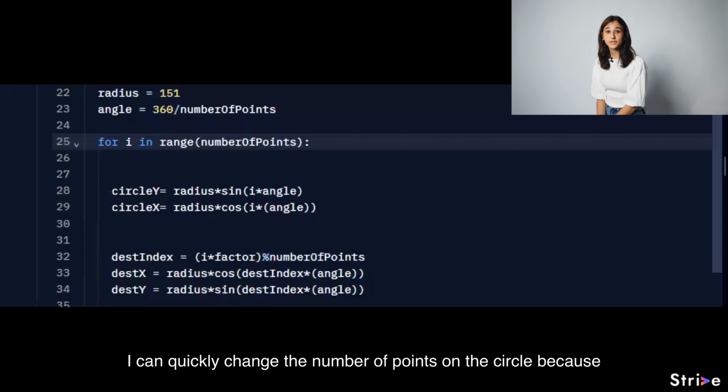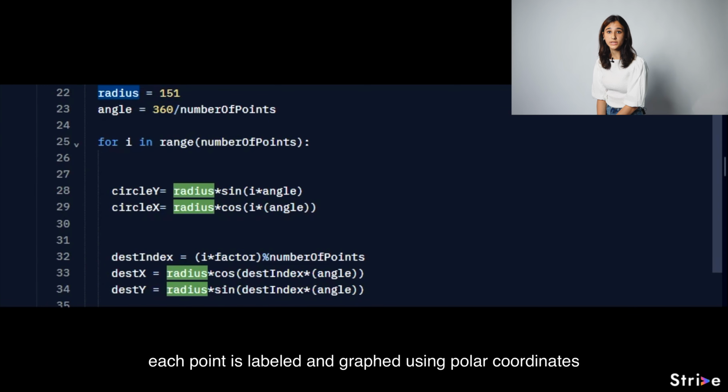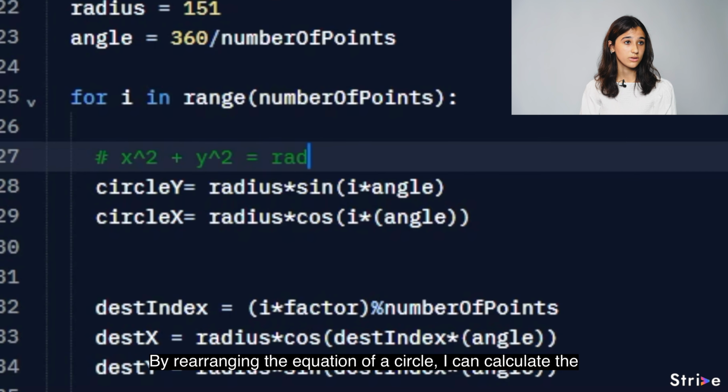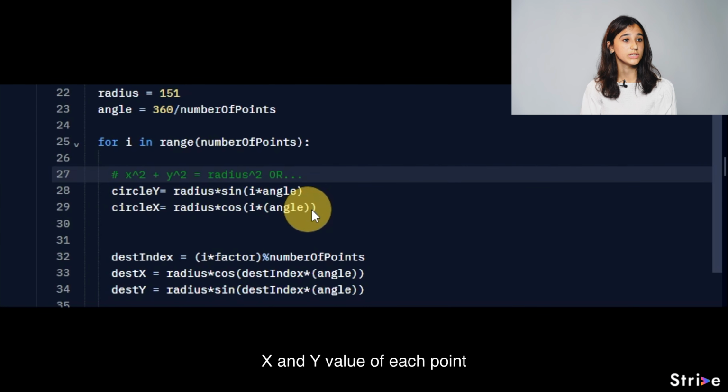I can quickly change the number of points on the circle because each point is labeled and graphed using polar coordinates. By rearranging the equation of a circle, I can calculate the x and y value of each point.